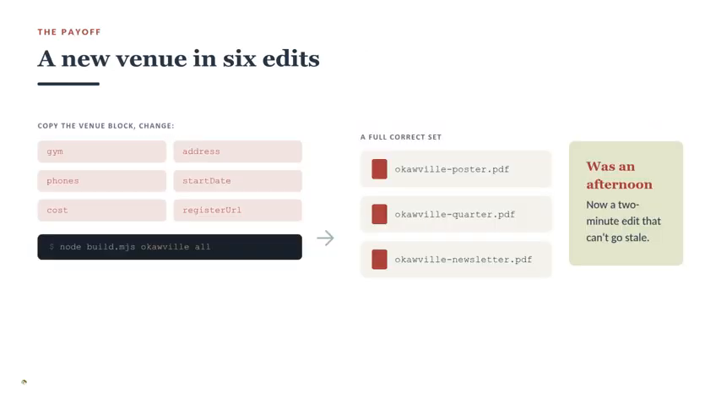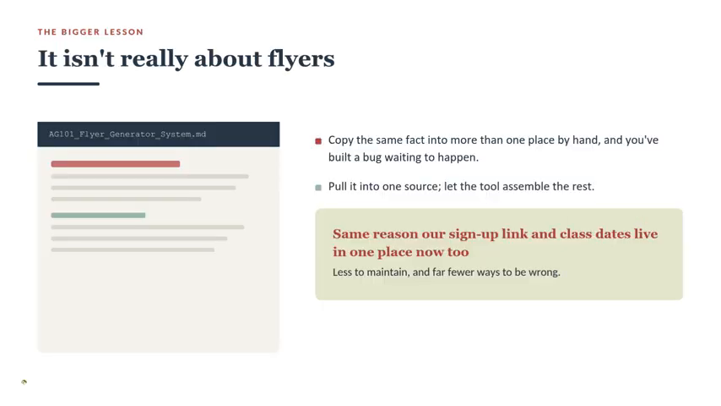So here's the payoff. New venue comes in. I copy the venue block, change the gym name, address, phone, start date, cost, and link, 6 edits, run the command, and I have a full set of correct flyers for the new location. What used to be an afternoon of careful copy and pasting and proofreading is now a 2-minute edit that can't go stale. A lifesaver.